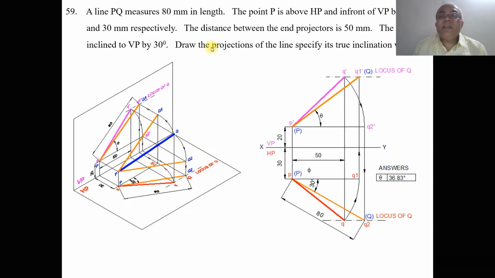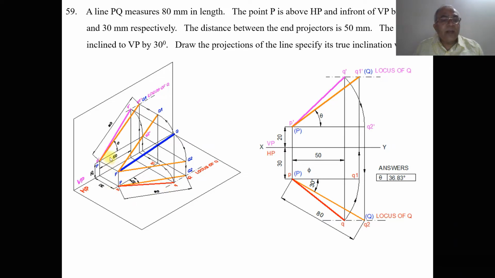Then we know that the distance between the end projectors is 50 mm. So we have the projector for P in the front view. From here you take 50 and draw a vertical line. Similarly, when you look from the top view, you can see the end projector distance of 50. So from here you mark 50 mm and draw a line here. Since this line will cut the locus of Q in the top view, obviously you will get small q. Then join p and q with a dark line. So this becomes the top view.